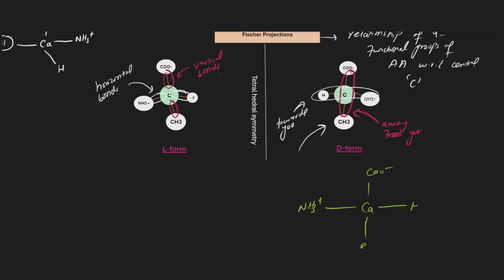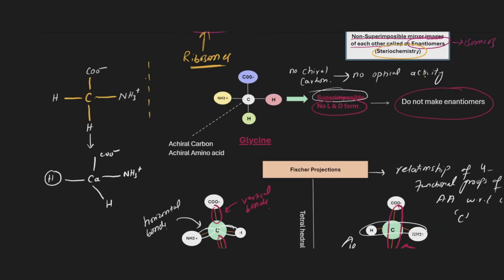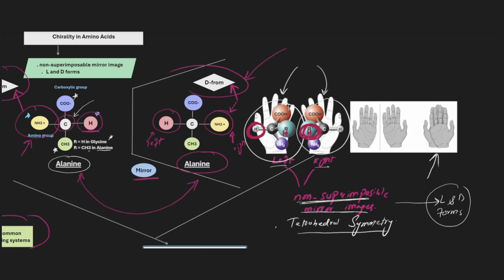The Fischer projection is just here to explain that you have to remember amino acids actually do not exist in the planar form. They have this tetrahedral symmetry, this three-dimensional arrangement of the bonds where the vertical and the horizontal bonds are there, and they show certain symmetry with respect to the plane in which they are present. So that's why I have explained the tetrahedral symmetry in this particular diagram, that the amino acid bonds actually exist in this form, and when they are superimposed, they should not make any kind of mirror images.